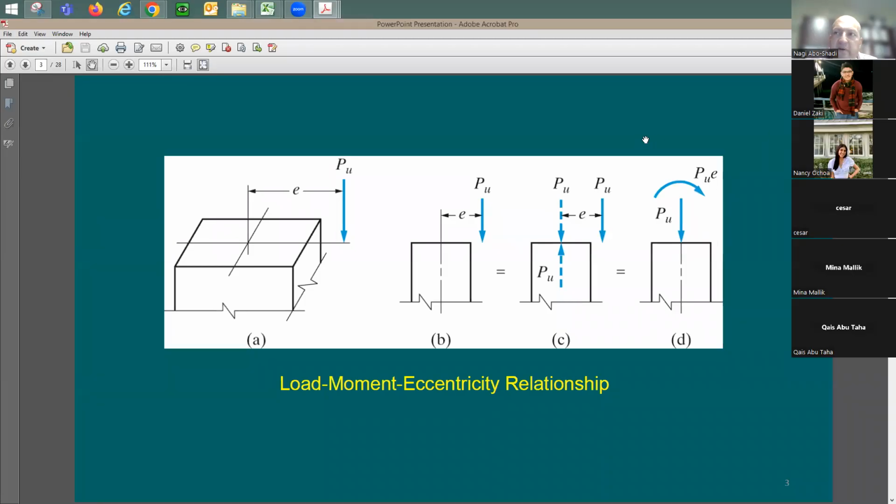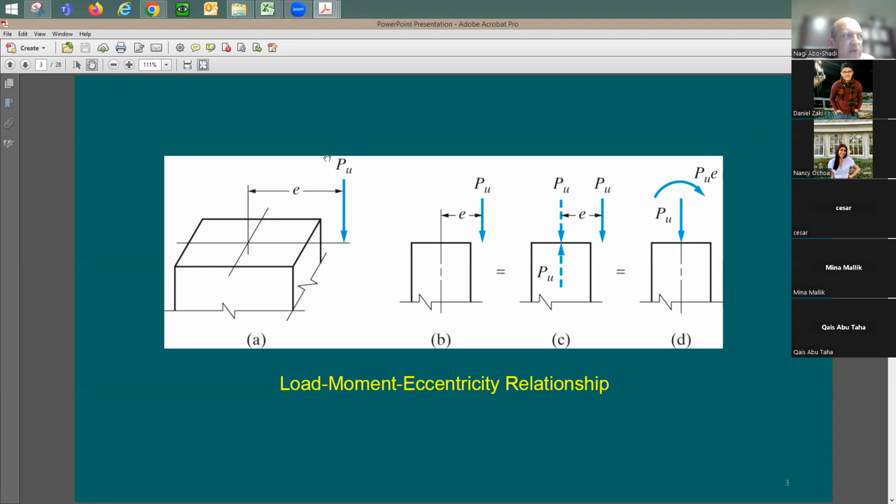So actually, any concrete section exposed to axial load and moment, you can treat it this way. With this slide set, you're going to see equations, maybe software, things like that. Since we have mainly axial load, I'm going to quote a column, but in many cases, you have a beam exposed to axial load and moment. You just handle it the same way.